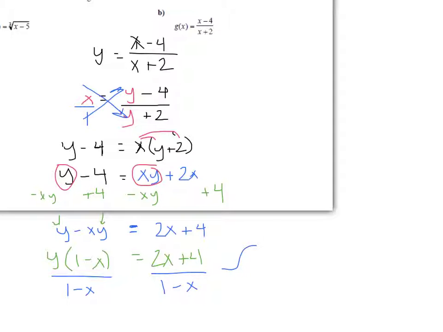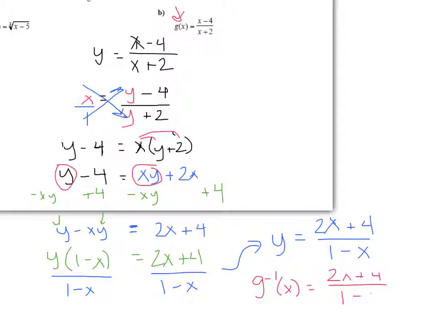And so I end up with y equals 2x plus 4 over 1 minus x. And now my final step is just to replace the y with the inverse notation. Remember, since we started out with a g originally, this would be g inverse of x equals 2x plus 4 over 1 minus x. And that's it.